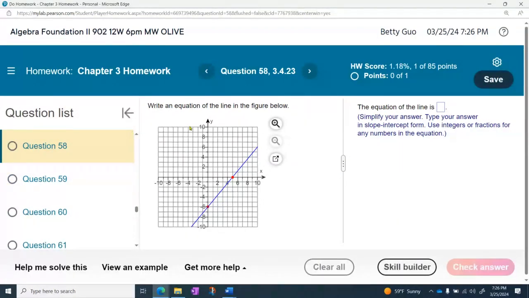Let's look at this question. Write an equation of the line in the figure below. The equation of the line is, simplify your answer. Type your answer in slope-intercept form. Use integers or fractions for any numbers in the equation.